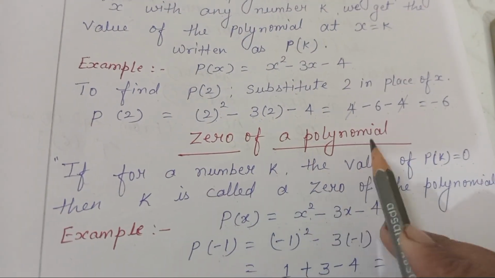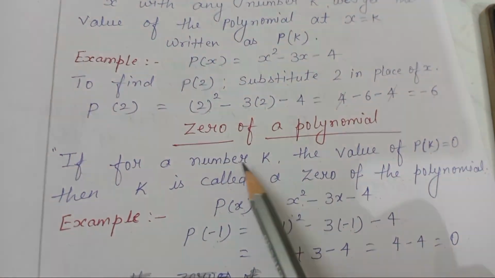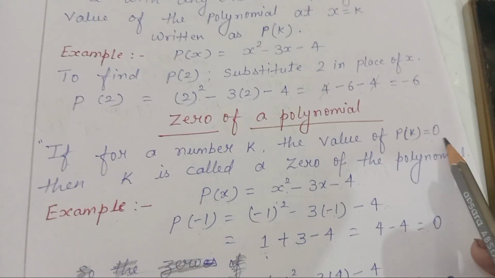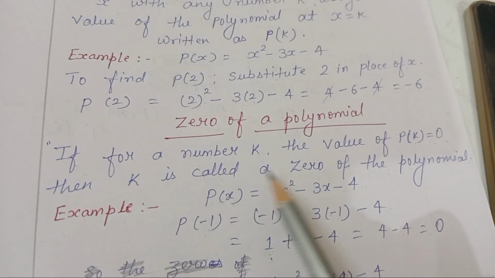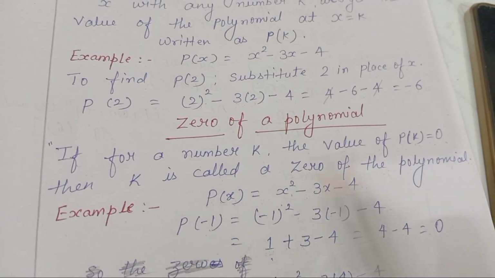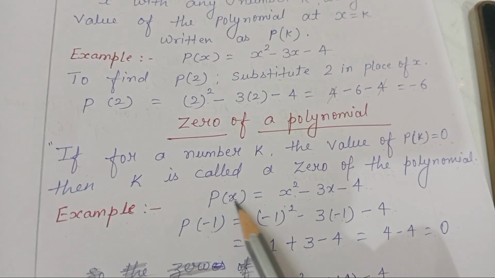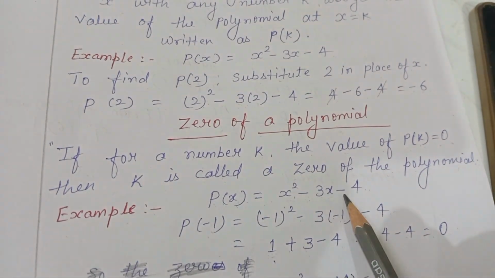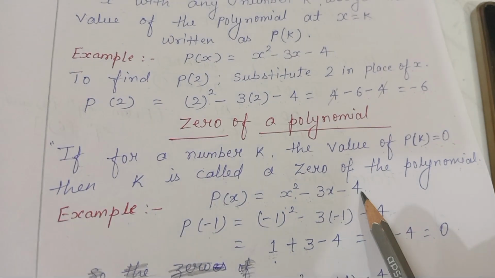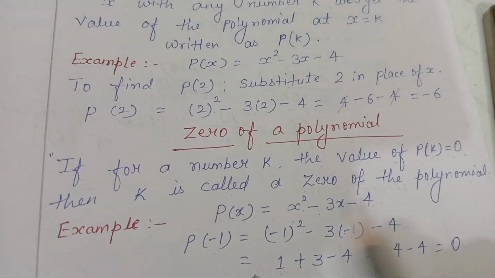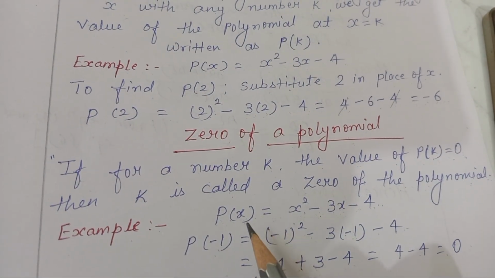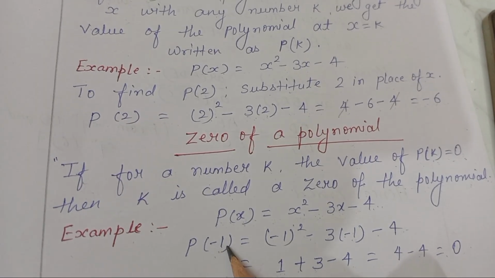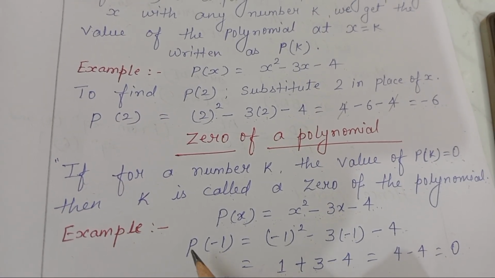Now, the zero of a polynomial. If for a number k, the value of the polynomial p of k is equal to 0, then k is called a zero of the polynomial. For example, p of x is equal to x square minus 3x minus 4. Now we can take any integer. I have taken x value equal to minus 1.